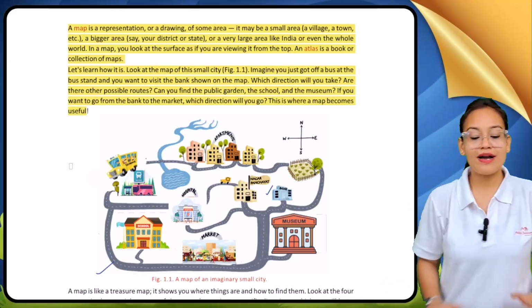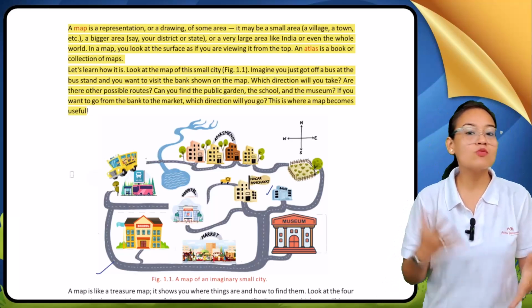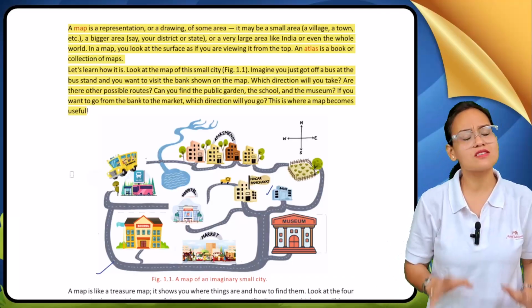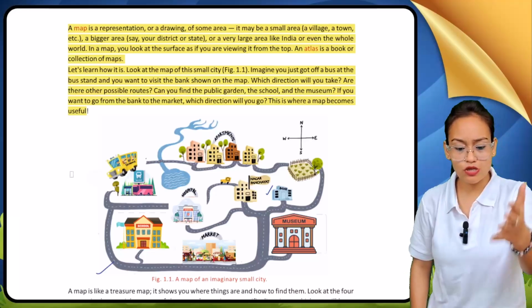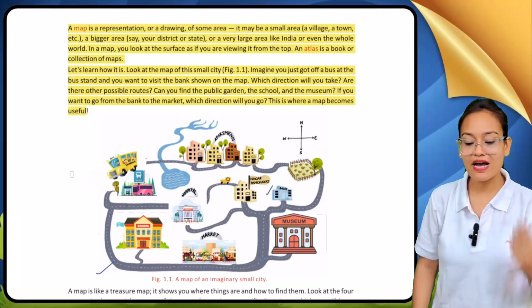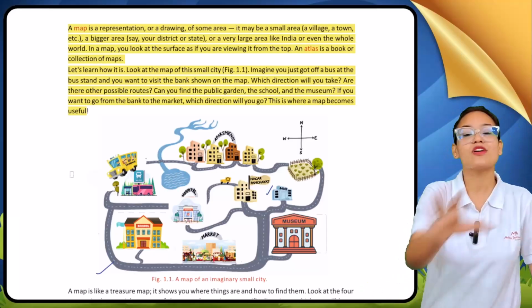Okay, so just have a look at this picture. In this picture numerous types of places are depicted, like your school, your apartment, your market, hospital, nagar panchayat, bank, museum, etc. Suppose actually this is a picture of a small city.